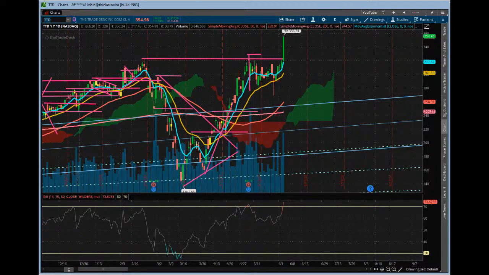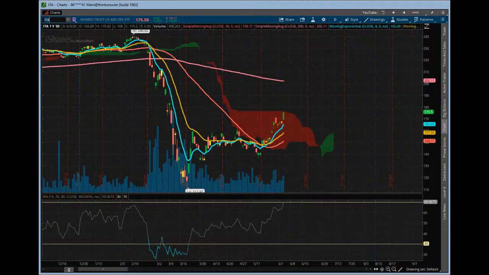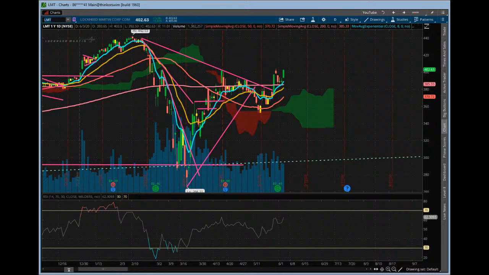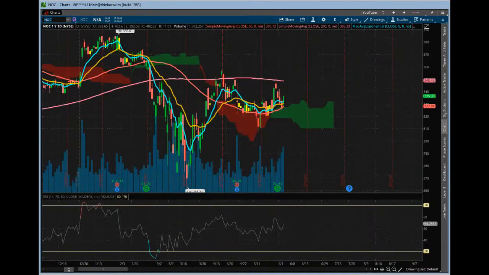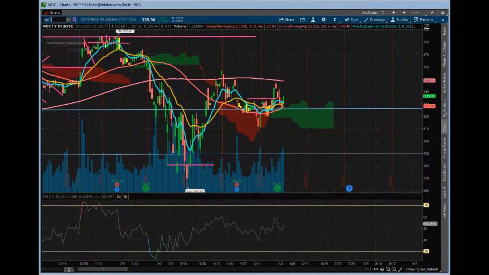Good stuff. Alfredo, ITA, yeah. So this is your aero defense, aerospace, right? So good. Boeing carried this one too. Just amazing stuff today. But LMT had a good move today, right? That helped out a little bit. NOC had a decent candle today. So a couple of the big names on it were doing pretty good, for sure. So it's definitely something to keep an eye on.